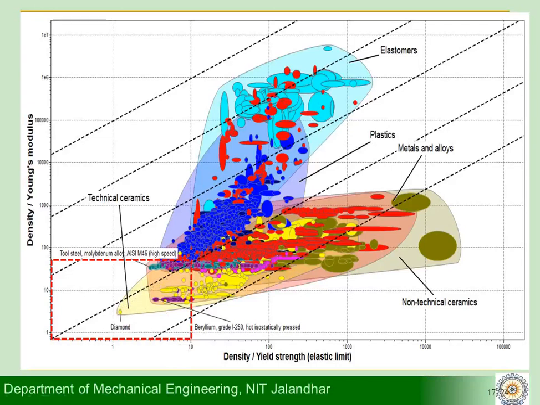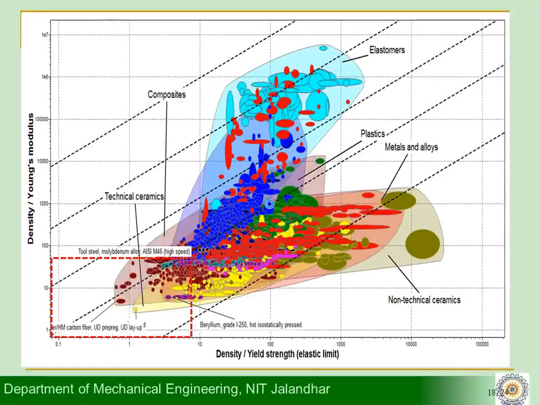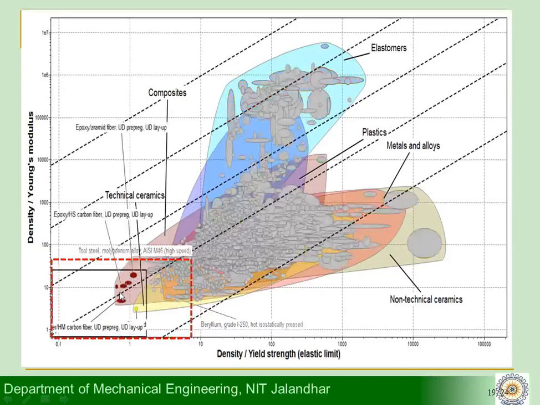But let us see if we add further materials. So we now added composites, and now we find that a number of materials come into the picture. You have carbon fiber, UD prepreg, and other materials which are available to us. So we observe here that the best materials are located in this zone, and accordingly you can select the materials here. This is the region in which the best materials are available.